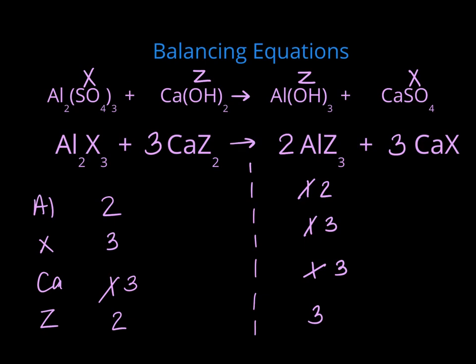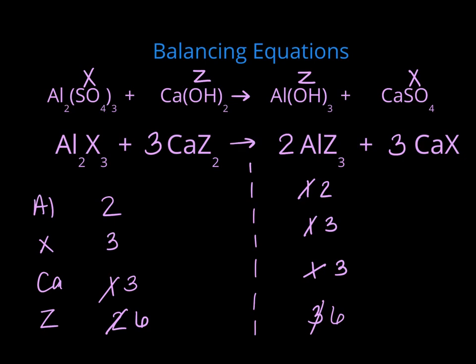And finally, I need to go back and balance my Z's. I've changed a bunch of coefficients, so I've actually changed the amount of Z's that I have on both my reactant and product side. So I'm going to need to do some updating. If I take a look at my reactant side, with that 3 coefficient in front of that compound, I now have 6 Z's. And on my product side, with that 2 coefficient in front of the compound, I have 6 Z's as well. So my Z's have actually been balanced.